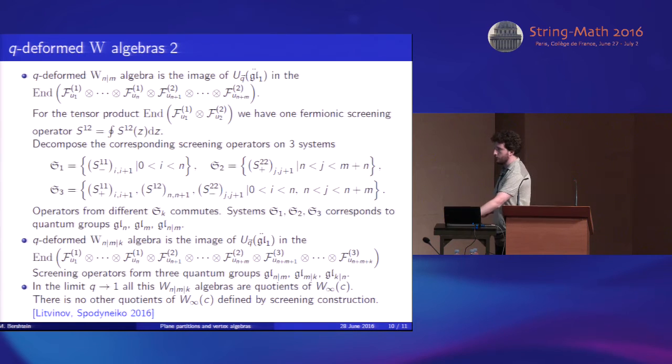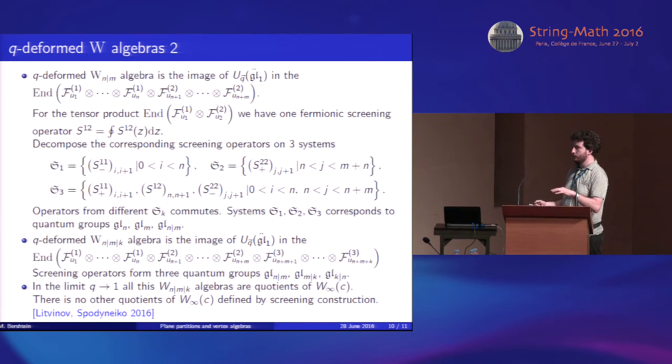If I take the limit q goes to 1, this Q-deformed algebra goes to standard W algebras, and essentially all of them are quotients of the certain W infinity algebra. This is somehow the limit of the fact that all these representations arise from the one quantum toroidal algebra. And this is a classification result: there is no other quotient of such an algebra which can be defined by the screening construction.